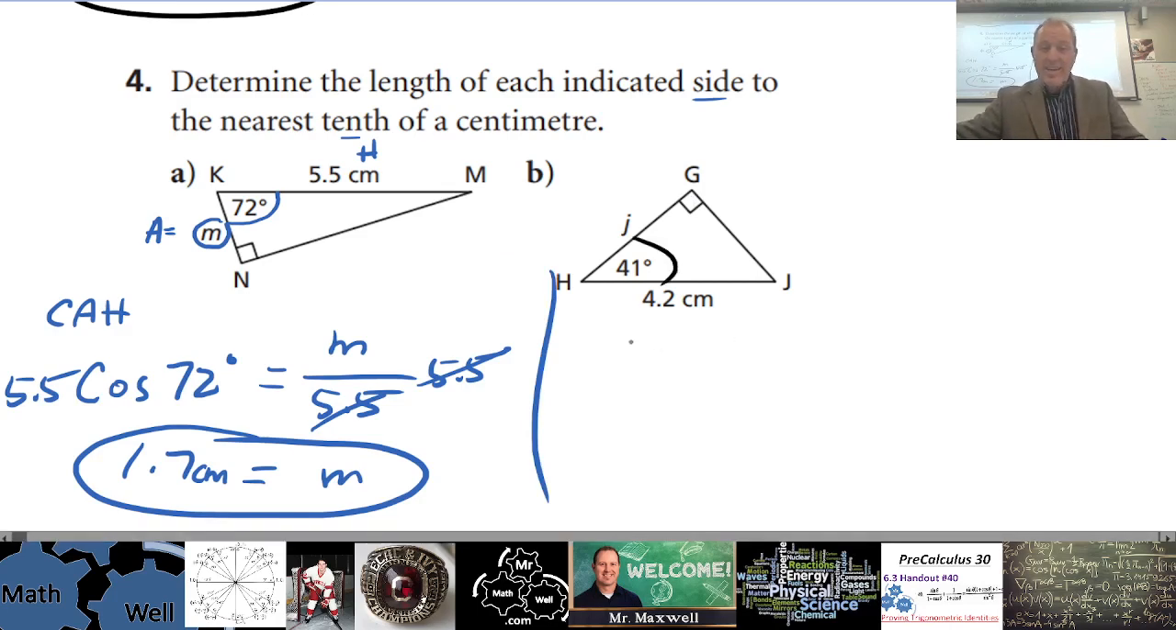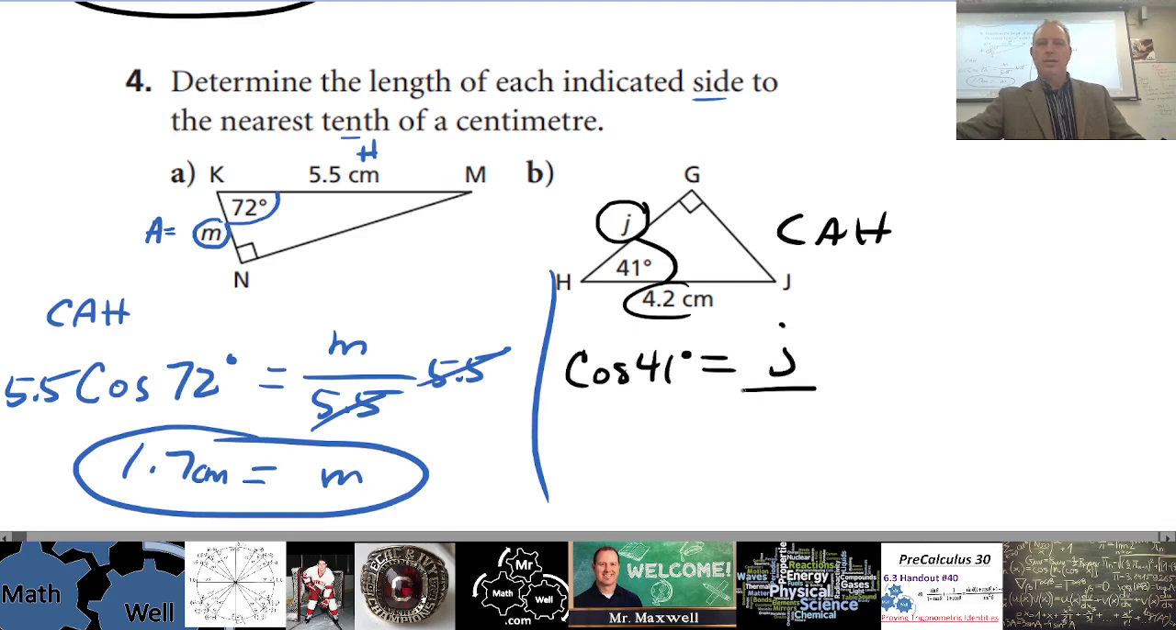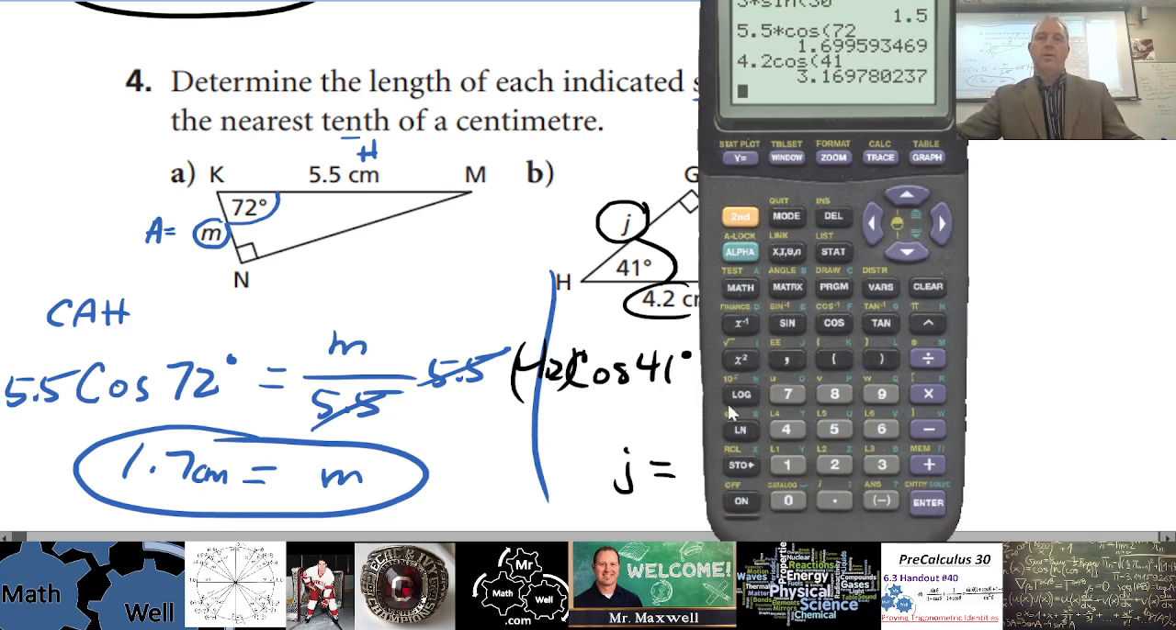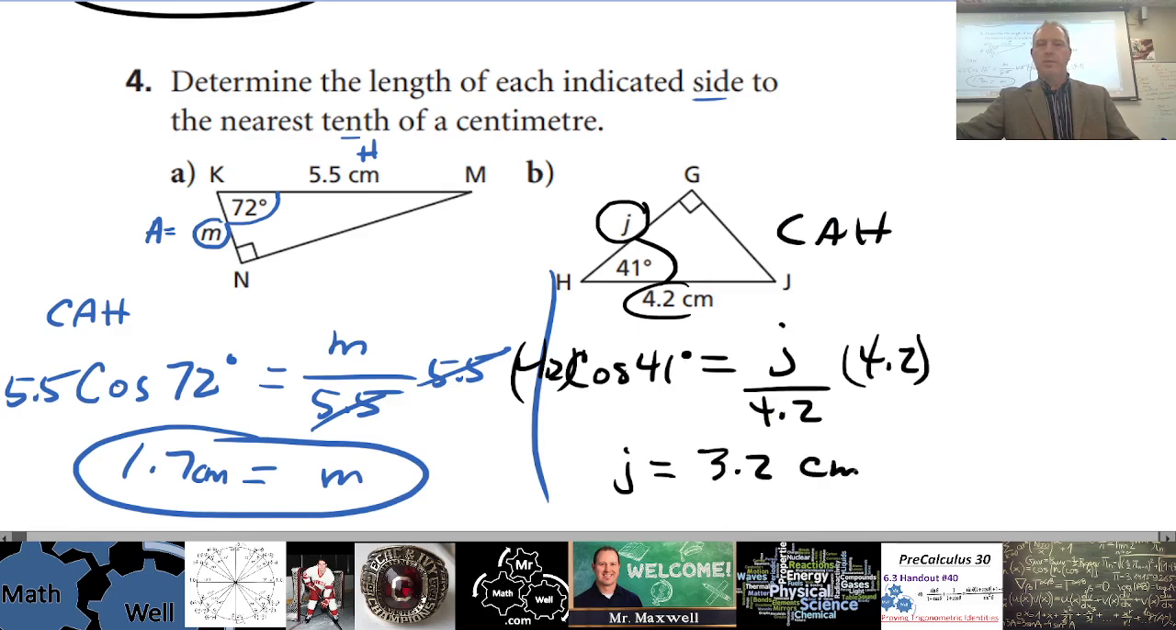All right, so I got angle 41, and I am dealing with 2 sides. That is the adjacent side to 41 looks like, and the hypotenuse. So that's cosine, right? So cosine of 41 degrees equals adjacent side over hypotenuse. Again, this is very easy. Multiply both sides by 4.2. And we get J equals 4.2 times cos 41 equals 3.1697 or 3.2 centimeters.